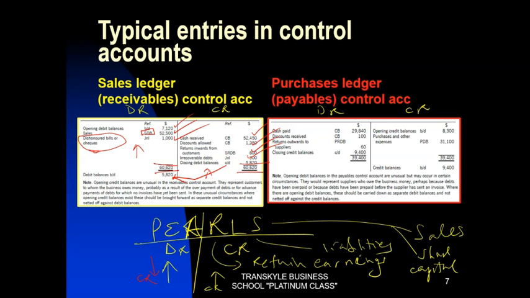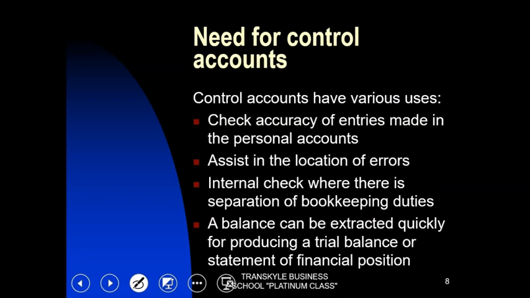Remember, the purchases ledger is for credit purchases, it's for payables. So why do we need control accounts? Control accounts have various uses. They check the accuracy of entries made in the personal accounts. And personal accounts are also called memoranda.